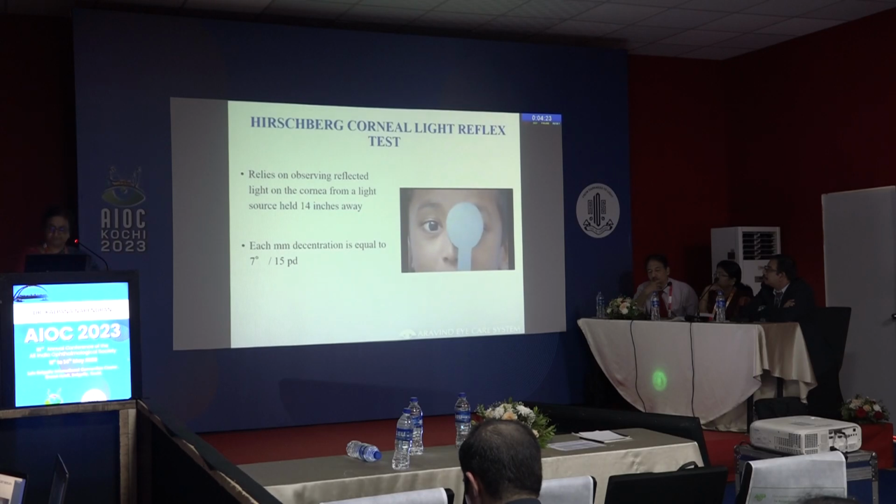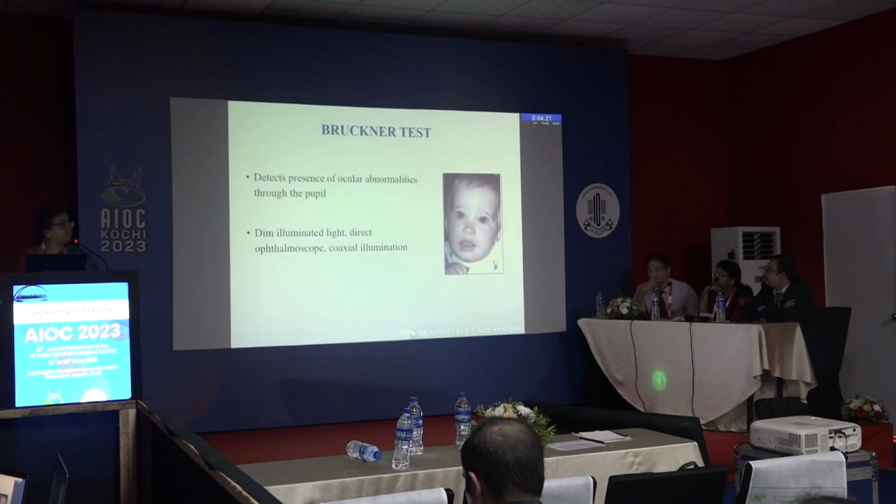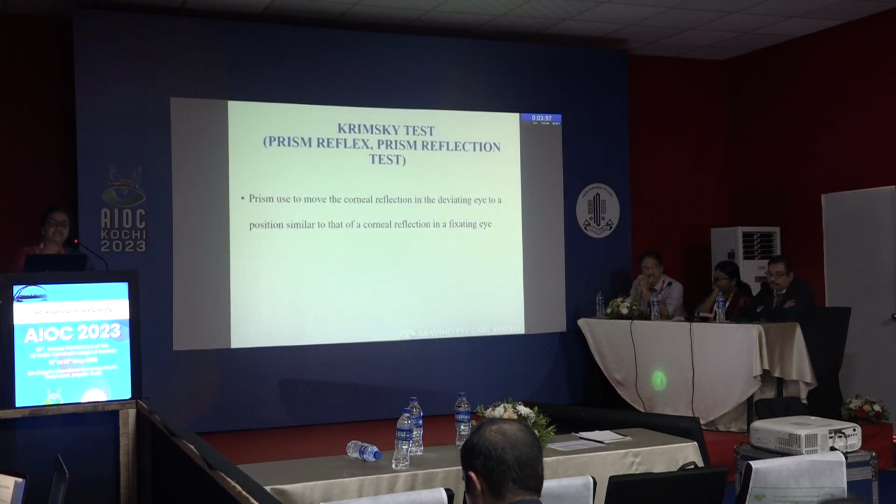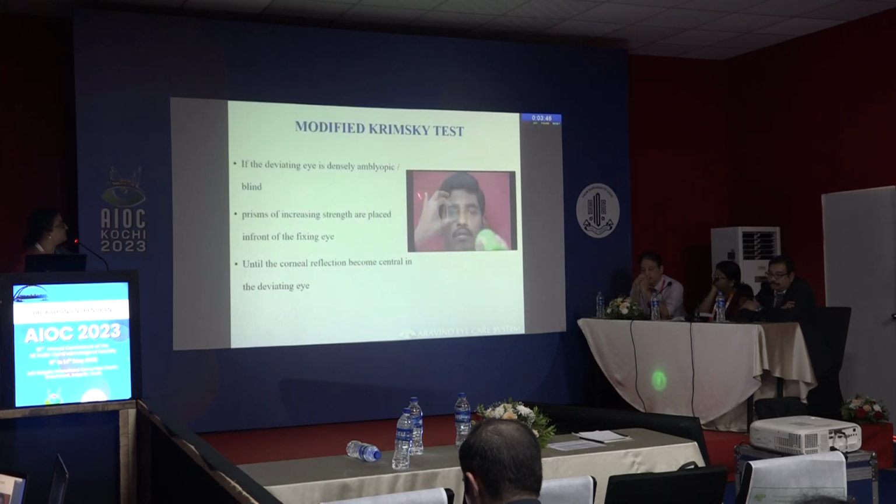So this is the Hirschberg's corneal light reflex test, and looking at the time, the Bruckner's test. Again, this in our population might be a little difficult, but in Western countries, because of the lighter iris, an altered red reflex will give you an idea. See, altered red reflex, there is a cataract here. So it could be a tumor, it could be a strabismus, it could be an anisometropia or some retinal pathology. So that is one thing. And then the Krimsky's test is a prism reflex test or a prism reflection test, where you use the prisms to move the corneal reflection of the deviating eye. So this one is a modified Krimsky's test.